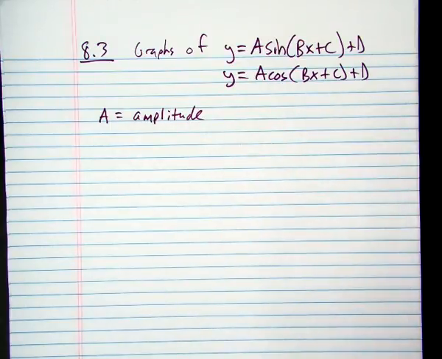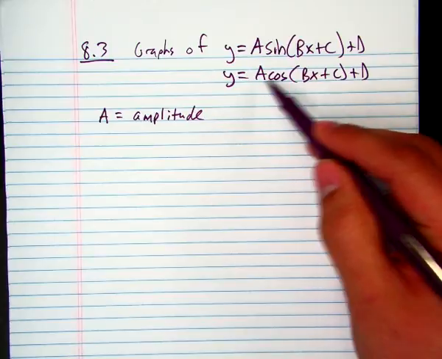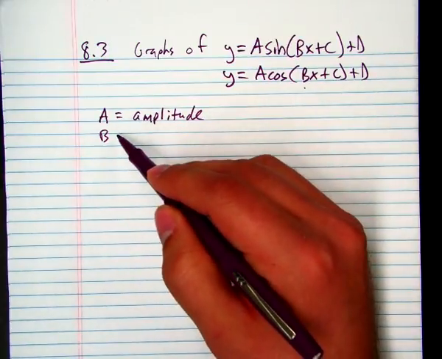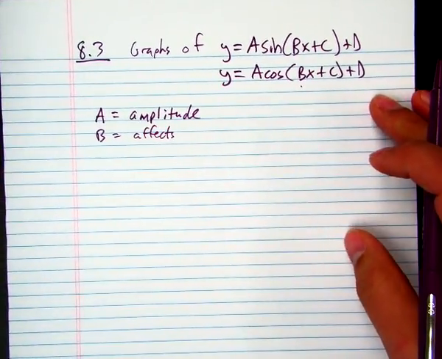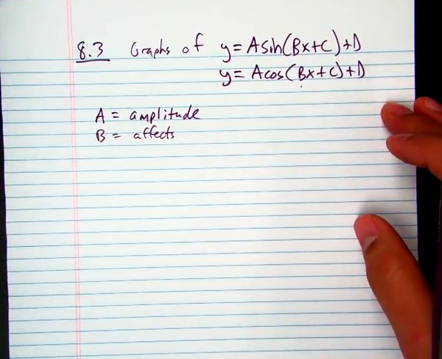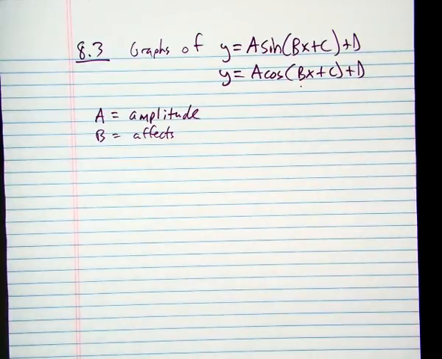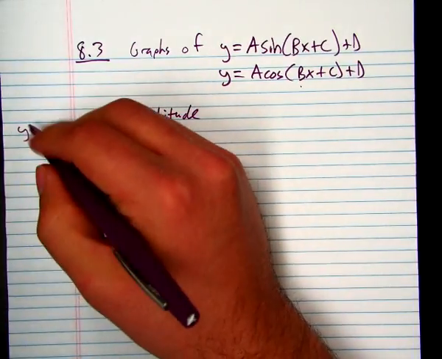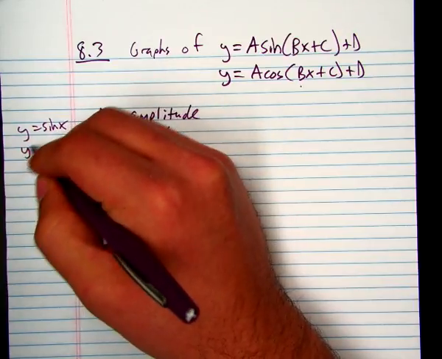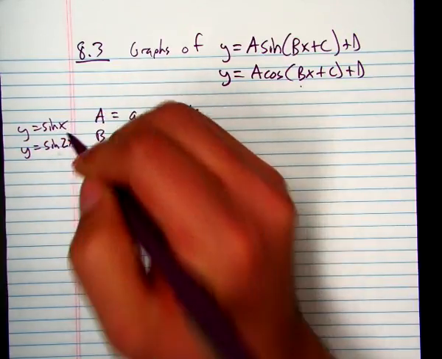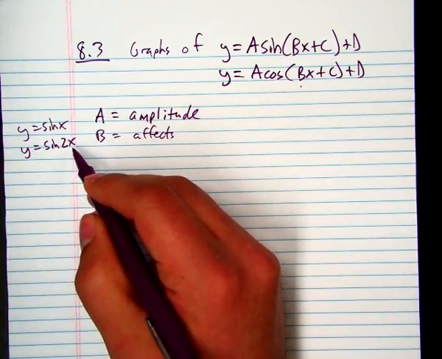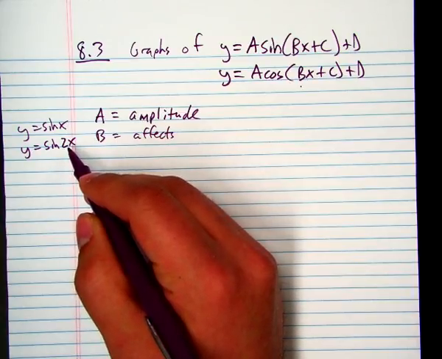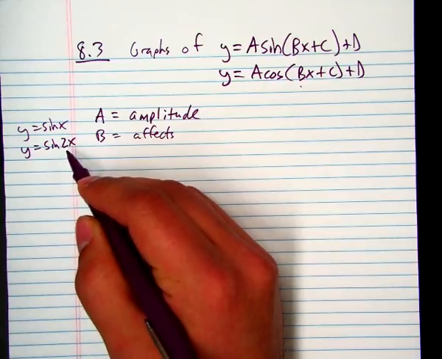And let's just go in order. B is going to affect something else. Okay? If you're not sure how, think about something like sine x and compare that to sine 2x. What does this 2 do to your angle? No, it makes it narrower. Don't think shape. I mean, literally, what does this 2 do to x, to the angle?